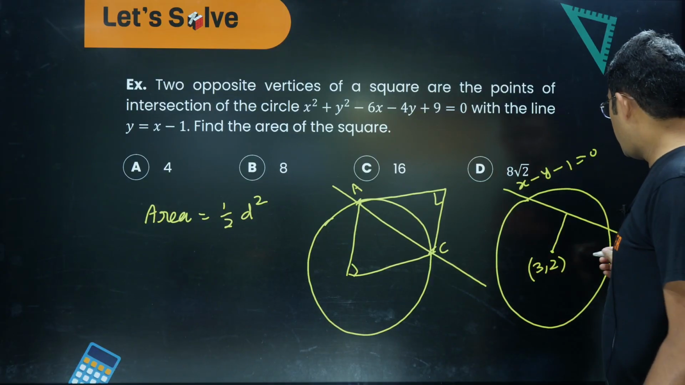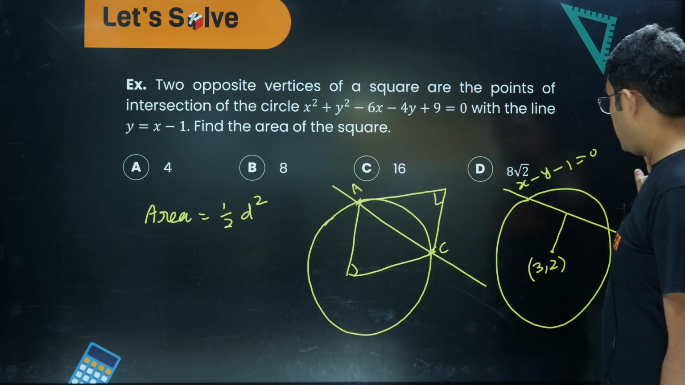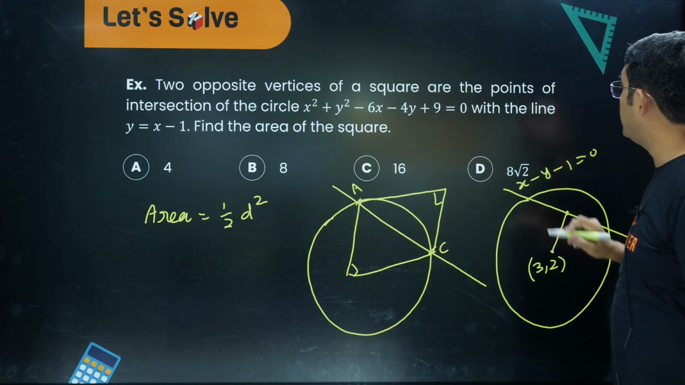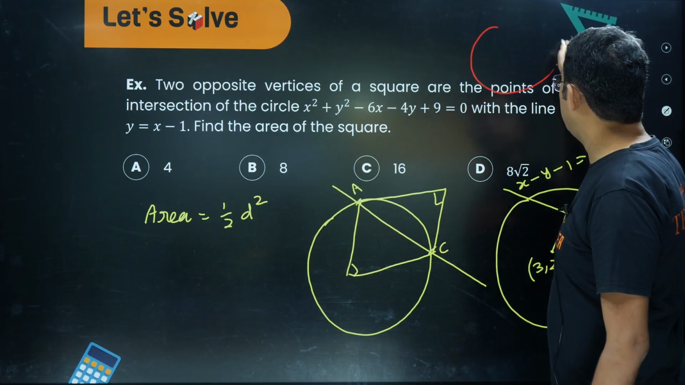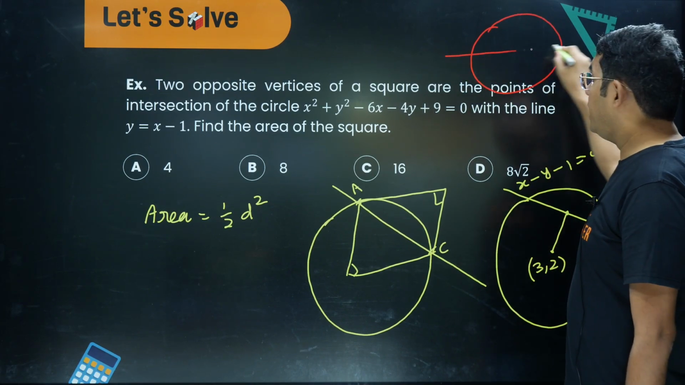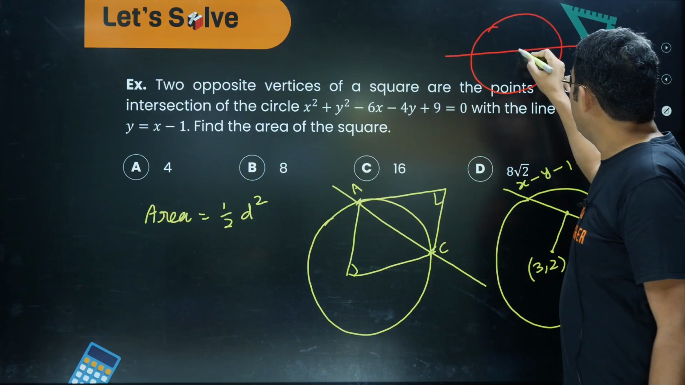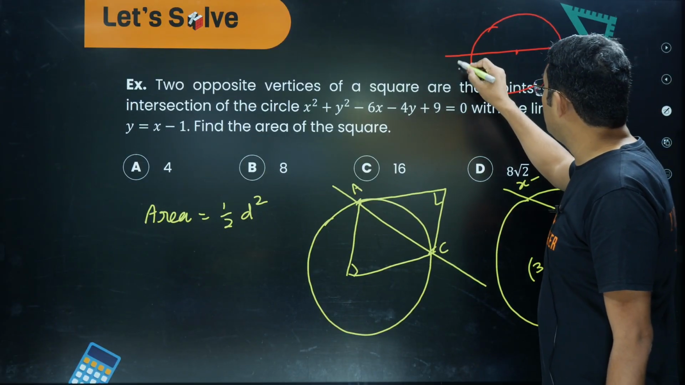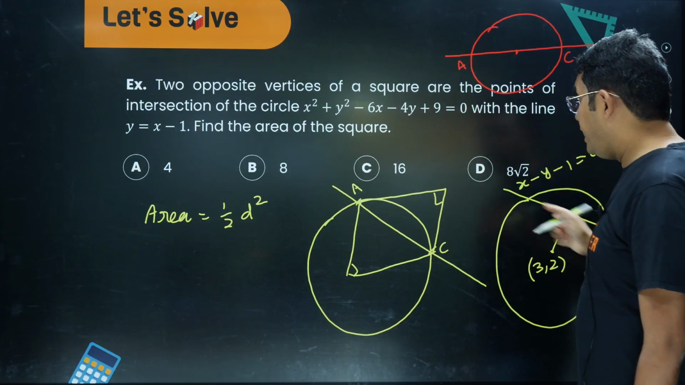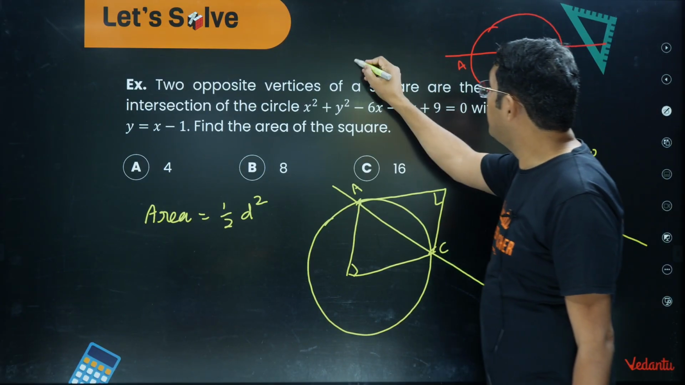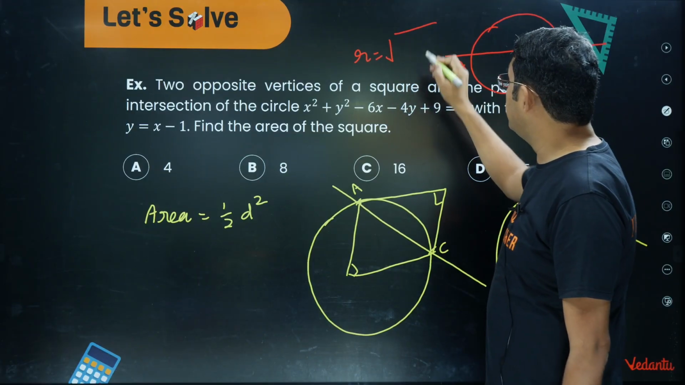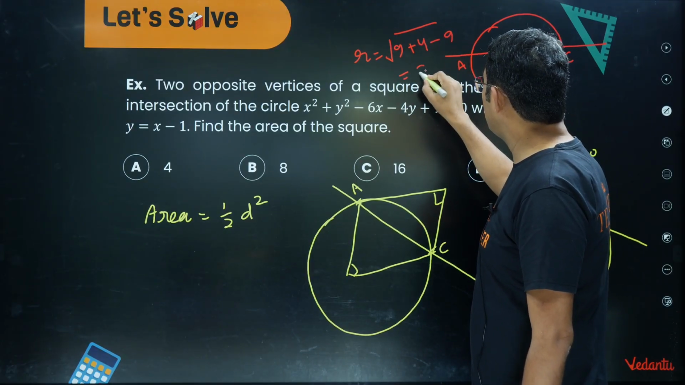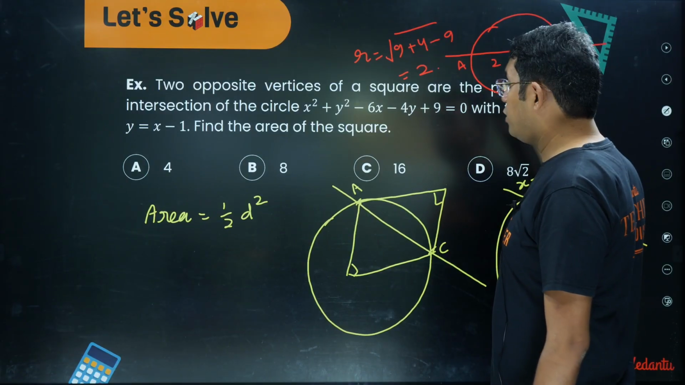Oh, so that means 3, 2 is actually lying on this line. So the center should be lying here. So if that is the scenario, dear students, I think your diagram will be like this. Please understand. If this is the circle, your line is actually the diameter itself. So this length AC will be equal to the diameter, and we can find the radius of this circle, root over g square plus f square minus c, that is 9 plus 4 minus 9, so that will be equal to 2. So AC length will be actually equal to 4.